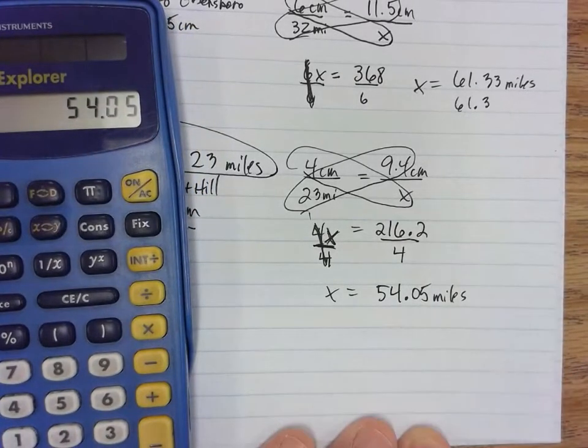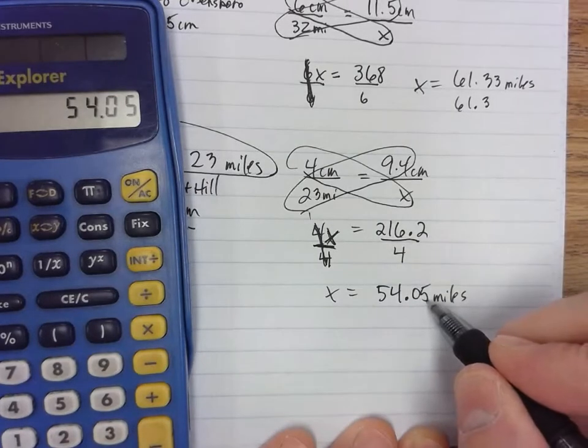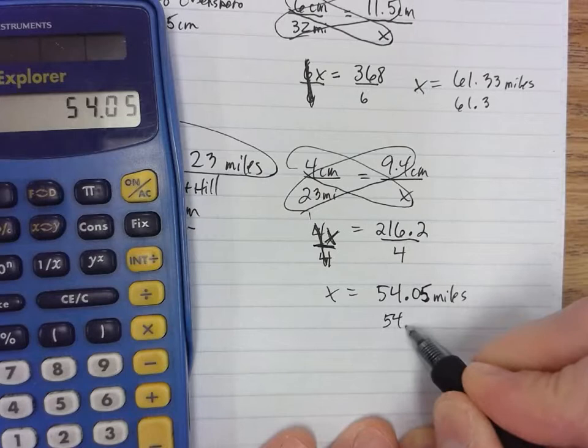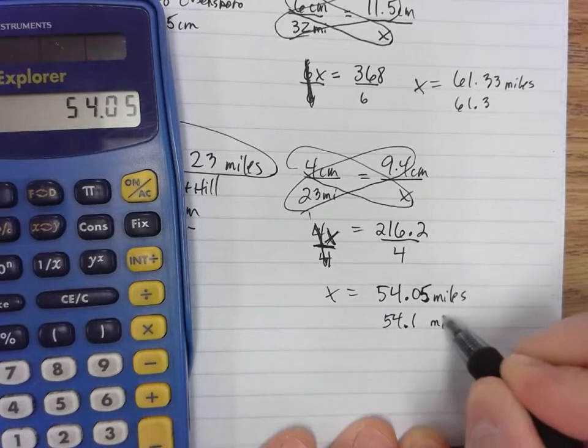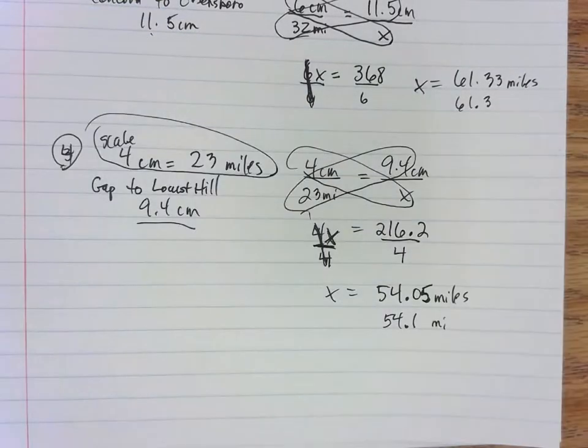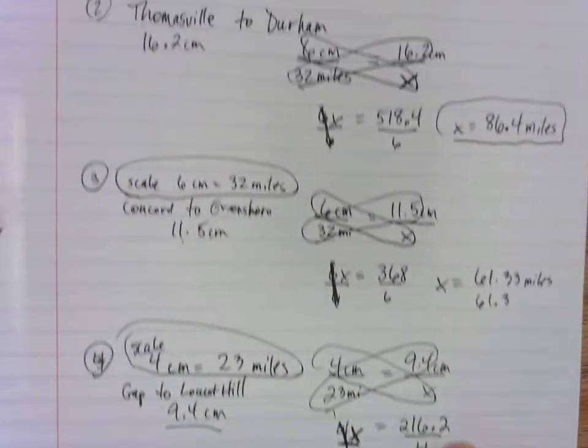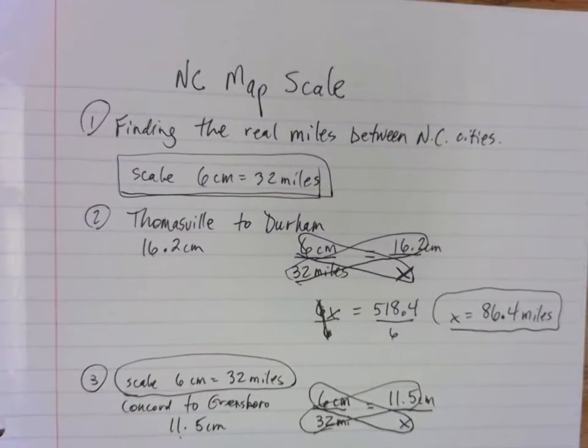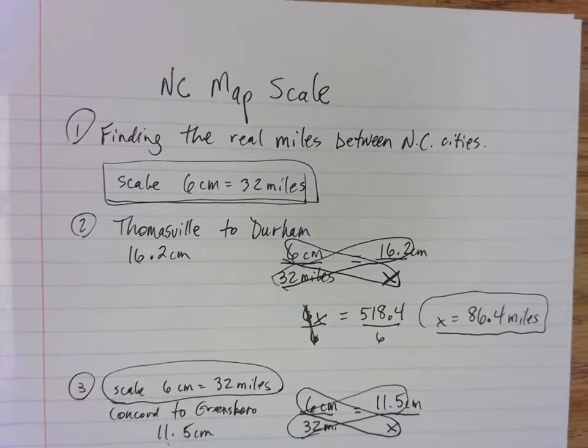All right, so if it wanted you to go to the nearest hundredths place, of course, that is to the hundredths place. If you had to go to the tenths place, since that is a 5 right there, that would round it up to 54.1 if you went to the nearest tenths place. Just depends on which one they're asking for. All right, so that gives you a good idea of how all this is supposed to work. So you're finding the distance between these in real miles by setting up and solving a proportion.